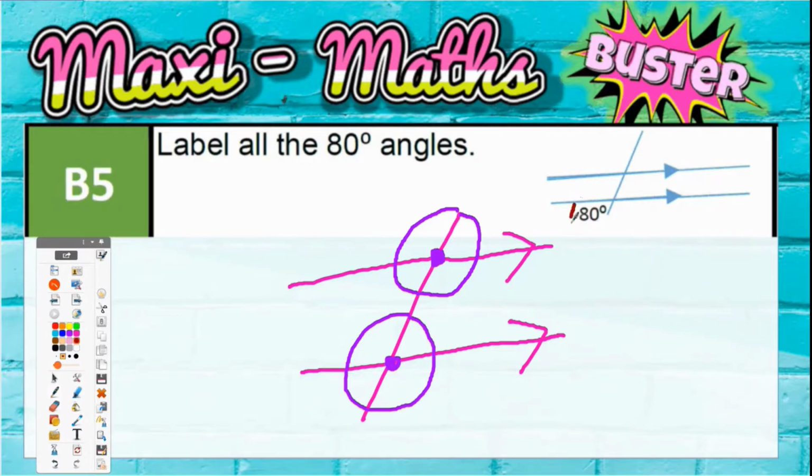So this angle here is 80. So that would be in the bottom corner here. But then basically all of the acute angles are all going to be 80. And you can use various reasoning to justify that.